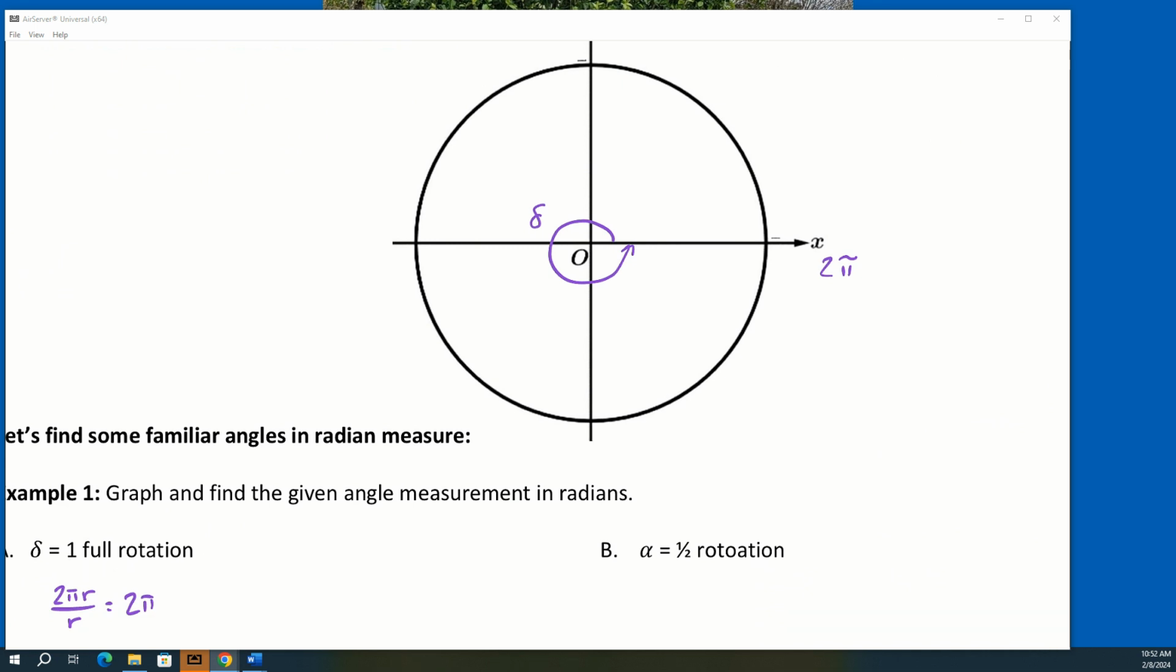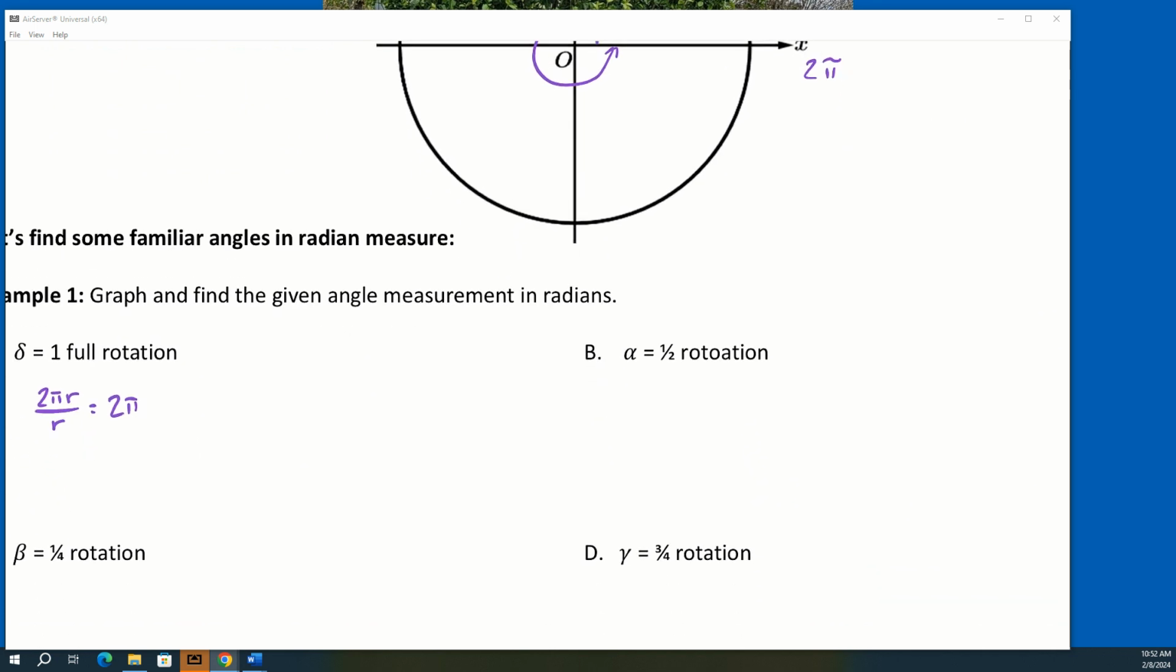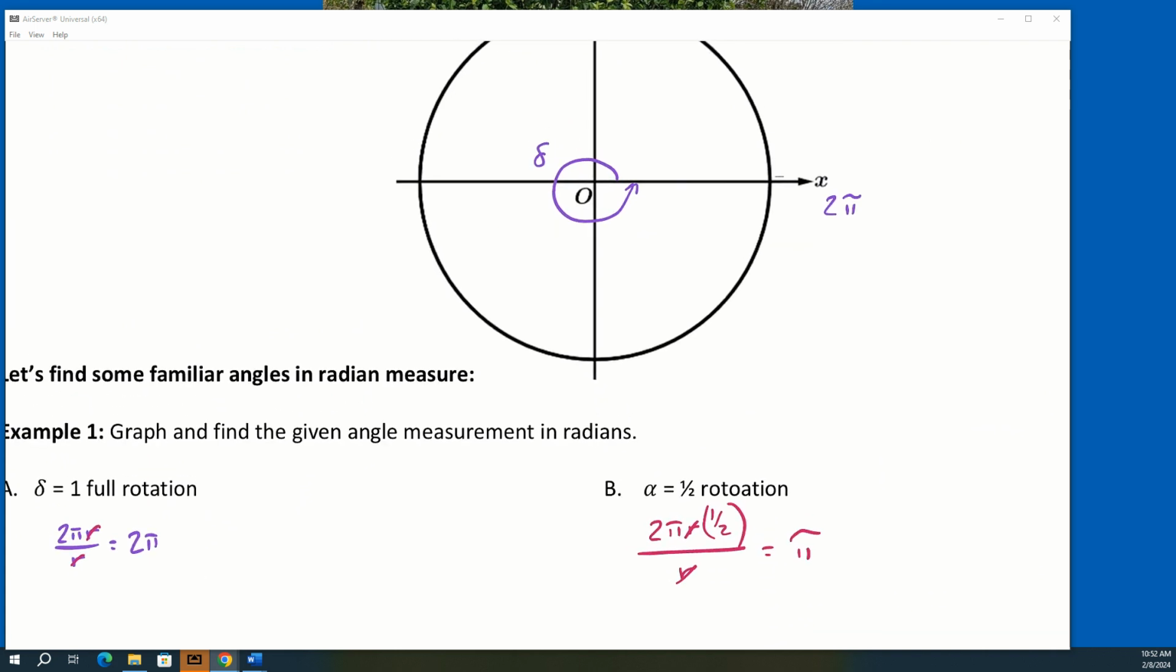Okay, let's do half rotation. You probably could use logic and figure out what a half rotation is, but let's just go ahead and do the formula where we take the arc length. So a full rotation times half will give you the arc length, and we would divide that by r. Just like on the previous one, the r's are going to cancel out, and that's going to be pi. So a half rotation is going to be pi radians, and that's angle alpha.